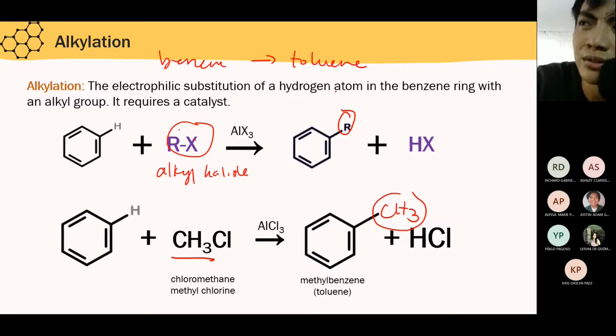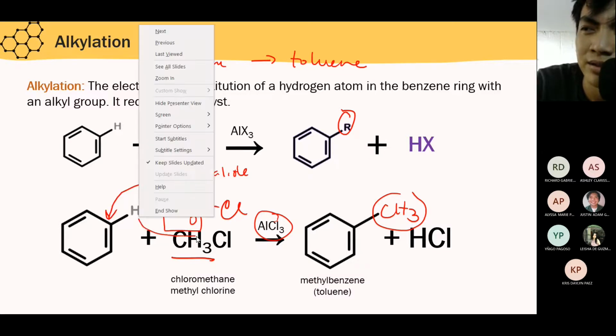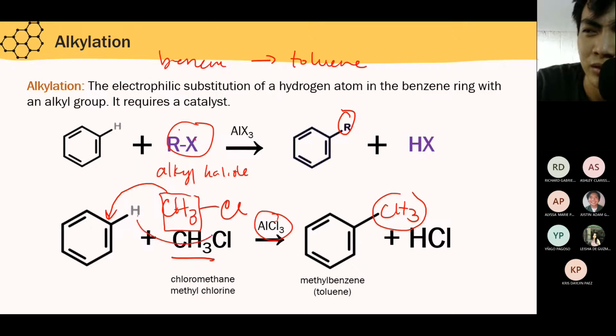Okay? So, kunwari gusto mo gumawa ng toluene or methyl benzene, okay? Kailangan i-react mo yung benzene mo with methyl chloride, or chloromethane. Okay? And then, of course, you need a catalyst so that magkakaroon ng substitution. Always kailangan ng catalyst. So, itong toluene, yung methyl, yun yung kakabit doon. Hydrogen, may kipag-swap siya to Cl. So that you will have your toluene and the HCl.